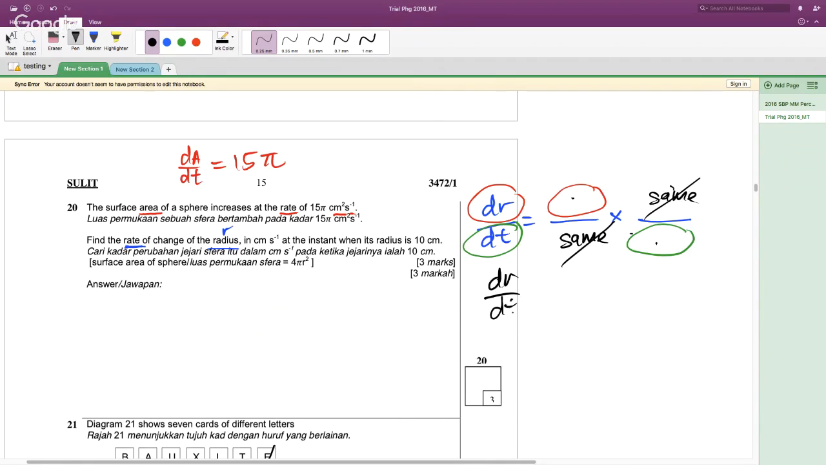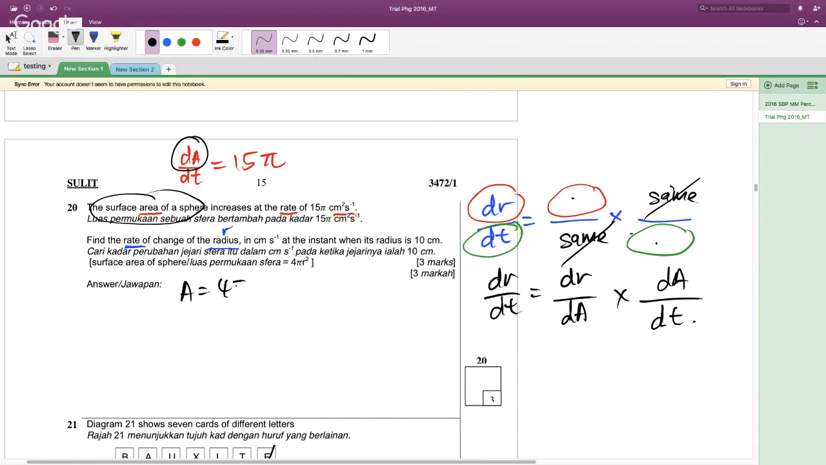So dr dt. What I do is I will write the dr here, and then multiply, I will write the dt here. And then from here, you should know you have dA dt, right? So I write dA here. I said these two must be the same. This is how I form the chain rule. After I form the chain rule, I have dA dt already, which is 15 pi. But then I don't have dr dA. So I will try to form an equation which links A and r. And then this one tells me surface area of the sphere. So I know surface area of the sphere is 4 pi r squared. So I will just differentiate this one, dA dr. Then I will get 8 pi r. And the question tells me r basically is 10.